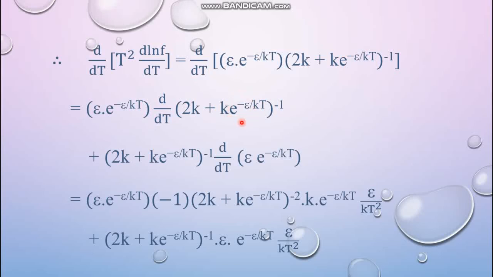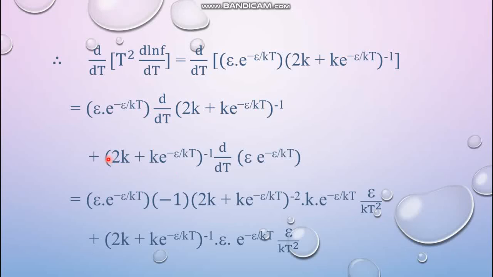Now the differentiation of this part is, first of all k is constant taken out, then e to the power minus epsilon by kt is also taken out, only you have to differentiate minus epsilon by kt. So the result is minus 1 into minus epsilon by kt squared. So these two minus would make it positive, so it becomes epsilon by kt squared simply.